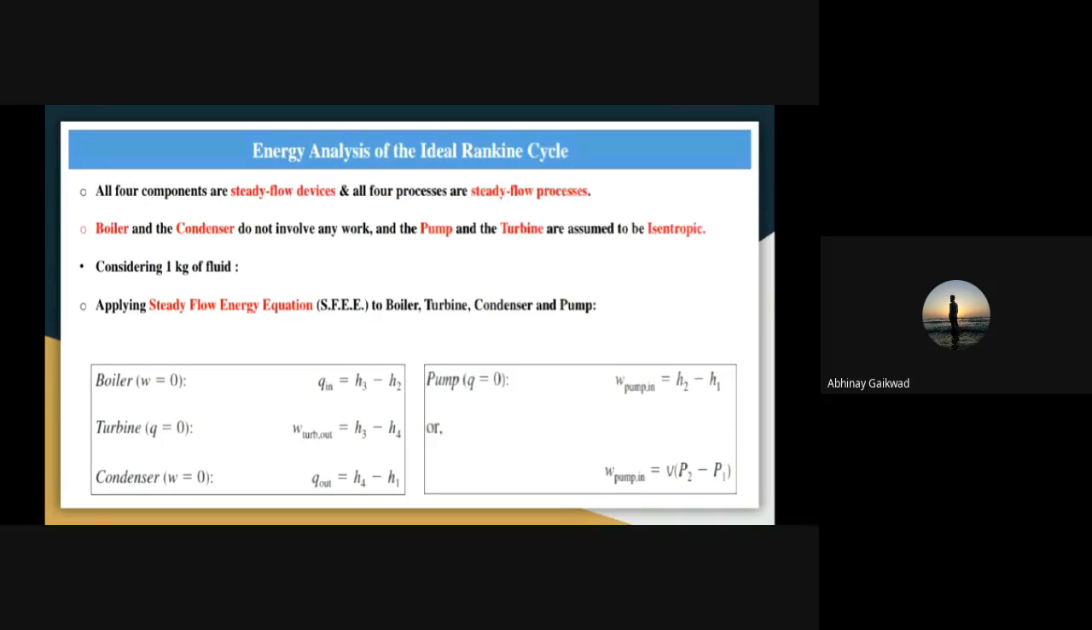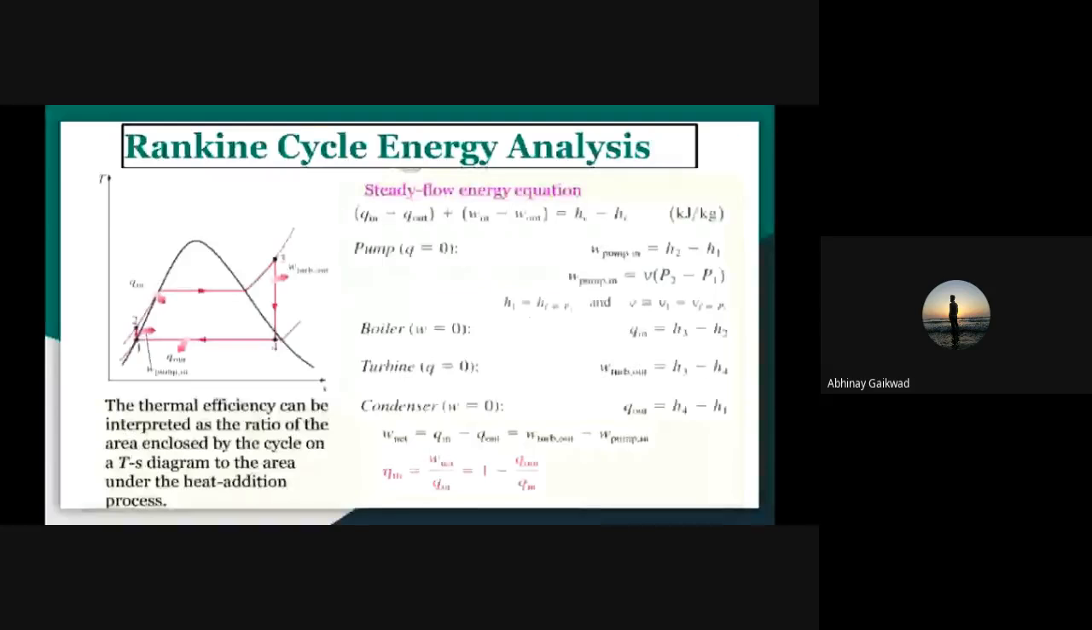So the steady flow energy equation. We know this from the thermodynamics subject. Again, I'm considering this steady flow energy equation per unit mass of the steam, and that steady flow energy equation I will reduce to the following. Here I have given the equation also.